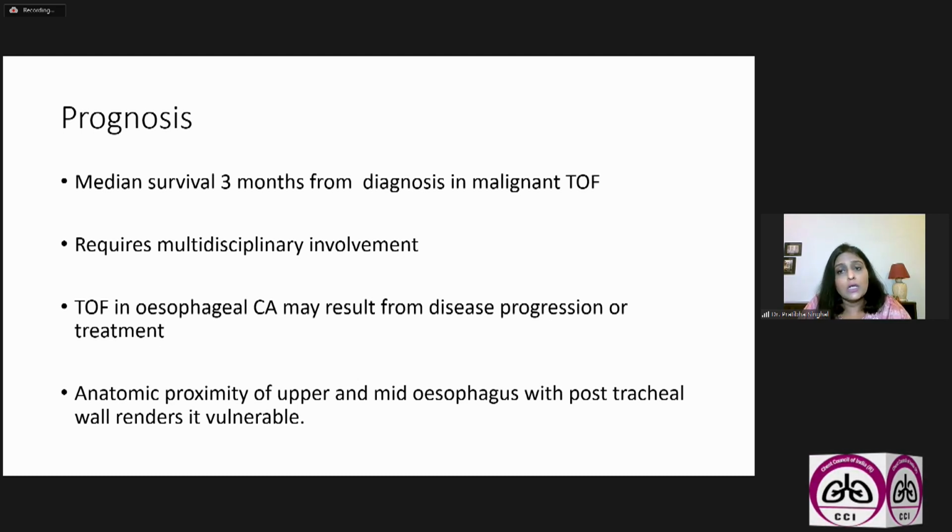In esophageal carcinoma, it could be either due to disease progression or even due to the treatment modalities. It happens because the upper and mid esophagus is very close to the posterior tracheal wall, and therefore it is very easy to form a tracheoesophageal fistula whenever there is a break in the barrier.